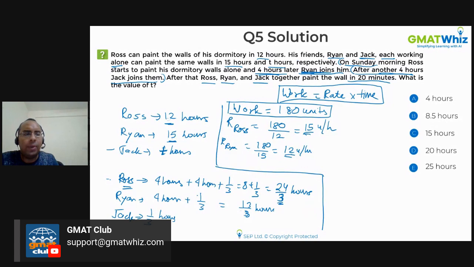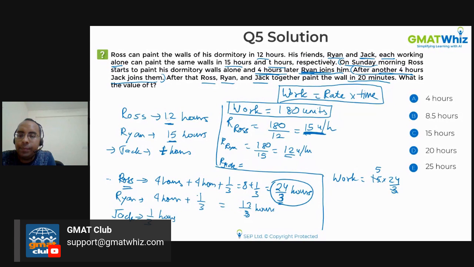You don't know Jack, so you'll wait for Jack. You don't know how much time Jack is taking. That's fine. You don't know the rate of Jack. That's okay. So I'll write, I don't know the rate of Jack. Now see, I know that Ross's rate is 15, and he has worked 25 by 3 hours. So how much work has he done? Rate multiplied by time. 15 multiplied by 25 by 3.